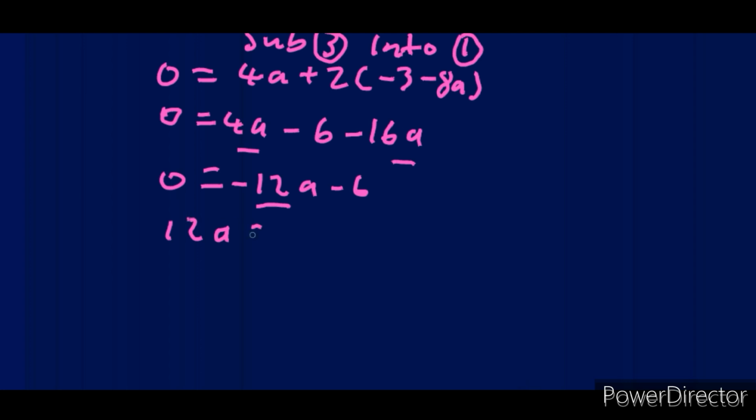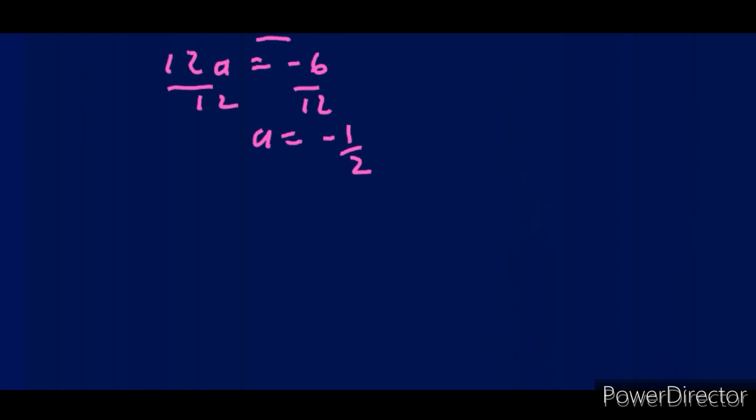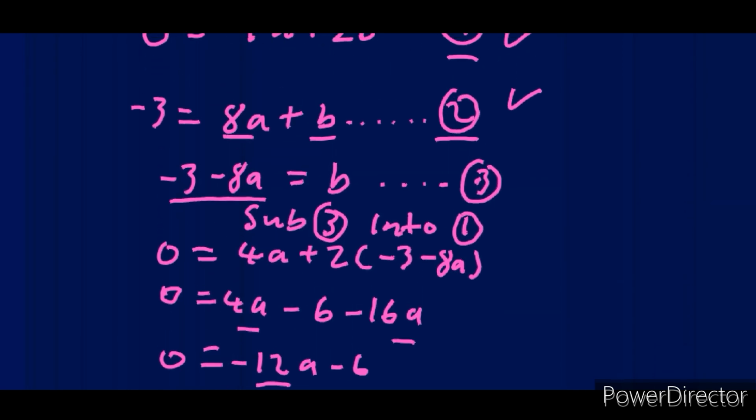So I'm going to have 12a is equals to -6. When I divide both sides by 12, I'm going to end up having a is equals to -1/2. So I got a, just like the question. So let me get b by substituting it into any one of the equations.